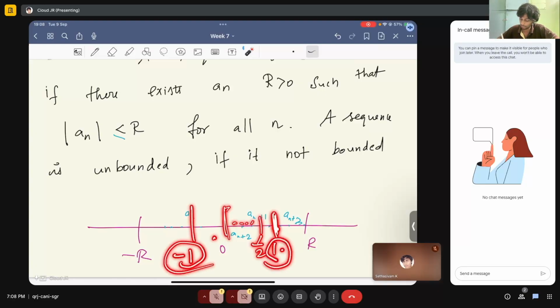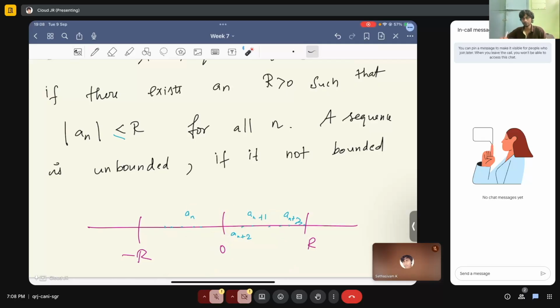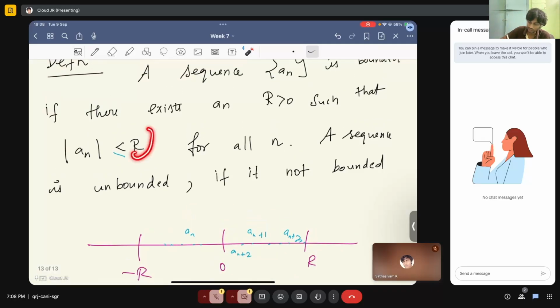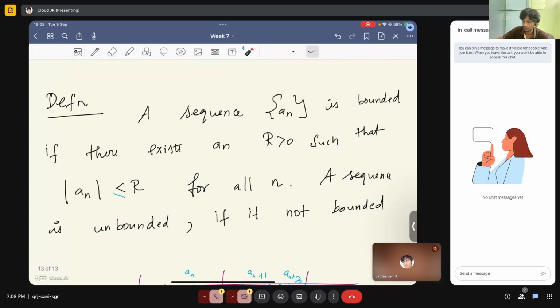Okay, so it is bounded from minus 1 to 1, because you want the same r on both sides. So, okay, this is what I mean by the sequence being bounded.